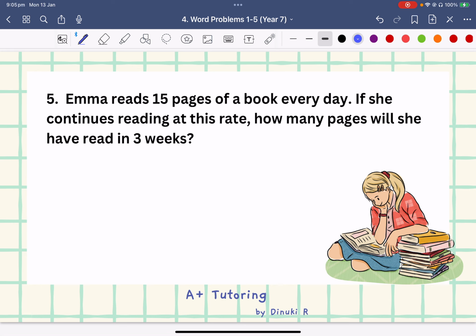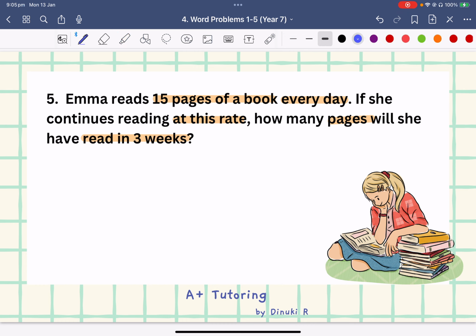Question number 5. Again, pause the video here and take a second to read through the question. Okay, now that you've had a chance to read through the question, let's go through it. Emma reads 15 pages of a book every day. If she continues reading at this rate, how many pages will she have read in 3 weeks?